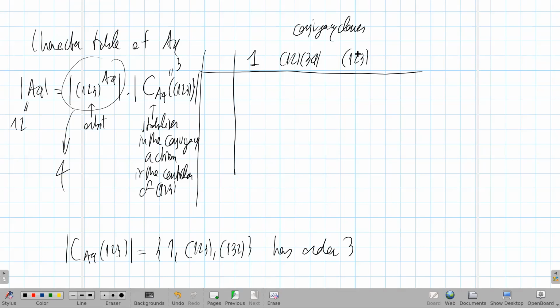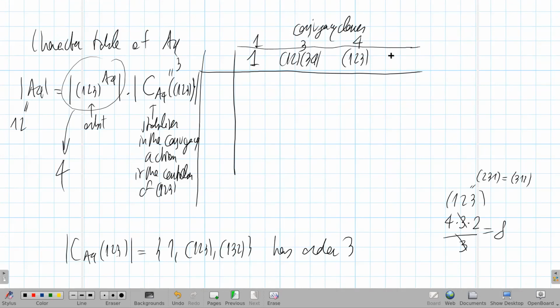And now you see how many elements of this form are there? There are exactly 8 elements, because remember the formula. How do you count elements of the form (1 2 3)? You have 4 possibilities for the first one, 3 for the second one, 2 for the third one, and then you divide by 3, because (1 2 3) you can write as (2 3 1) and also (3 1 2). There are 3 ways of writing this. So there are 8 elements. But we found that the orbit of this has 4 elements.